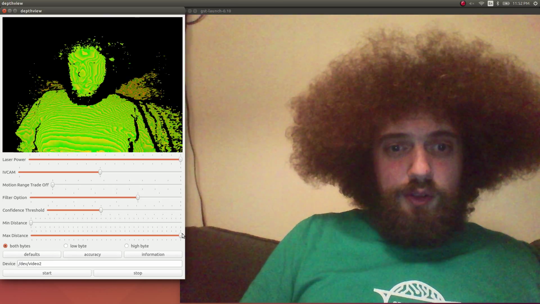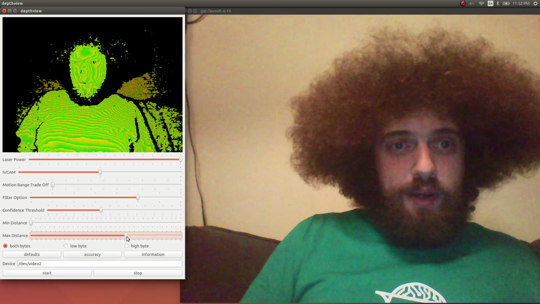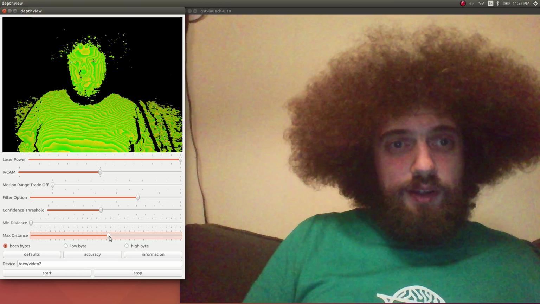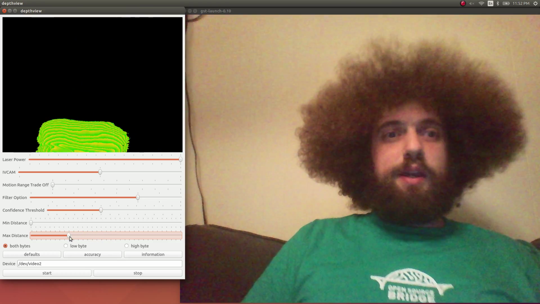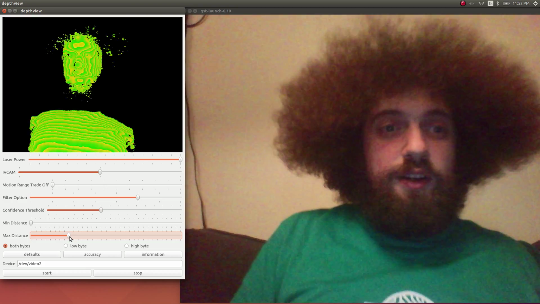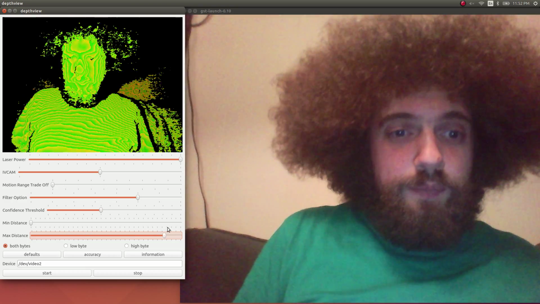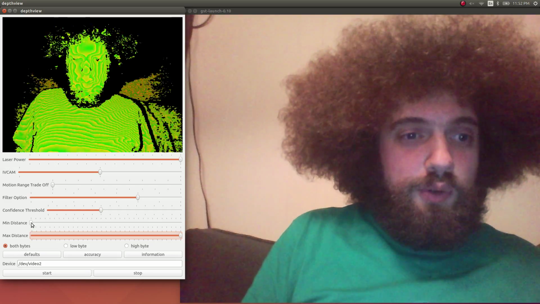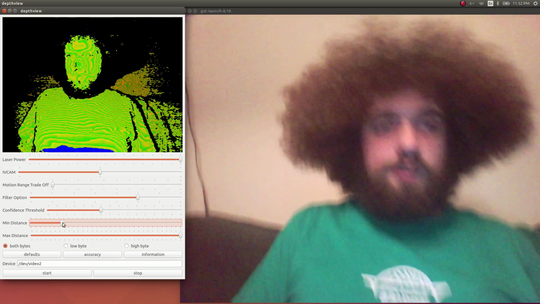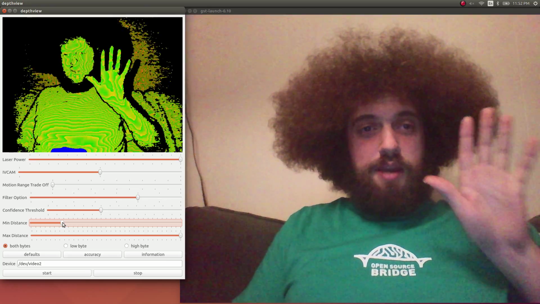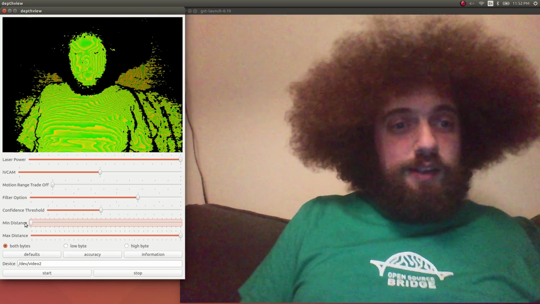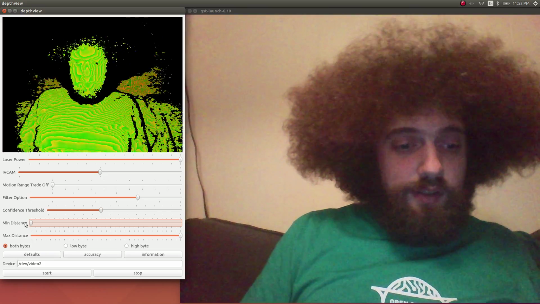So I can also do background subtraction by just moving this line. I can make anything that's further away disappear. I also made a similar control for a minimum distance. So here, it turns blue when it gets close to the camera. All right, that's about it for this version of it.